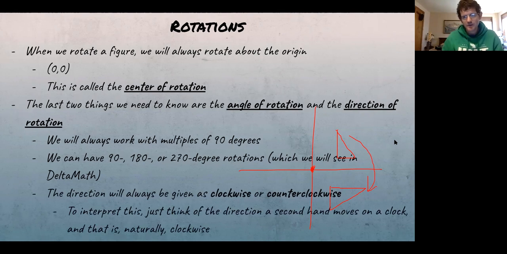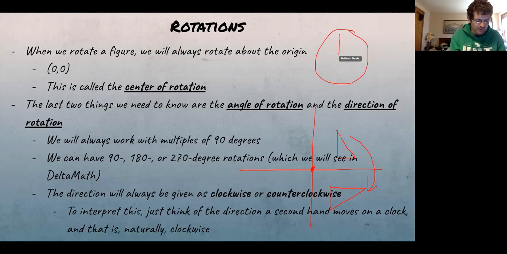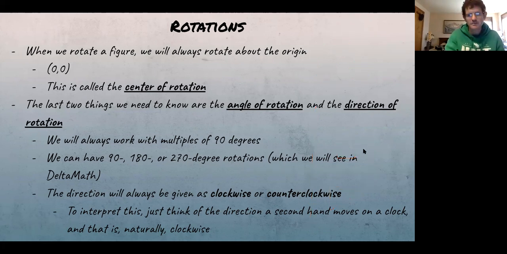And if you ever forget what clockwise or counterclockwise is, just picture a clock and try to remember which direction the second hand is going around, in this direction, right? So if you need to pull up a picture, whatever you need to remember which direction clockwise is, there you go. All right, so those are just some generic things that we need to remember.